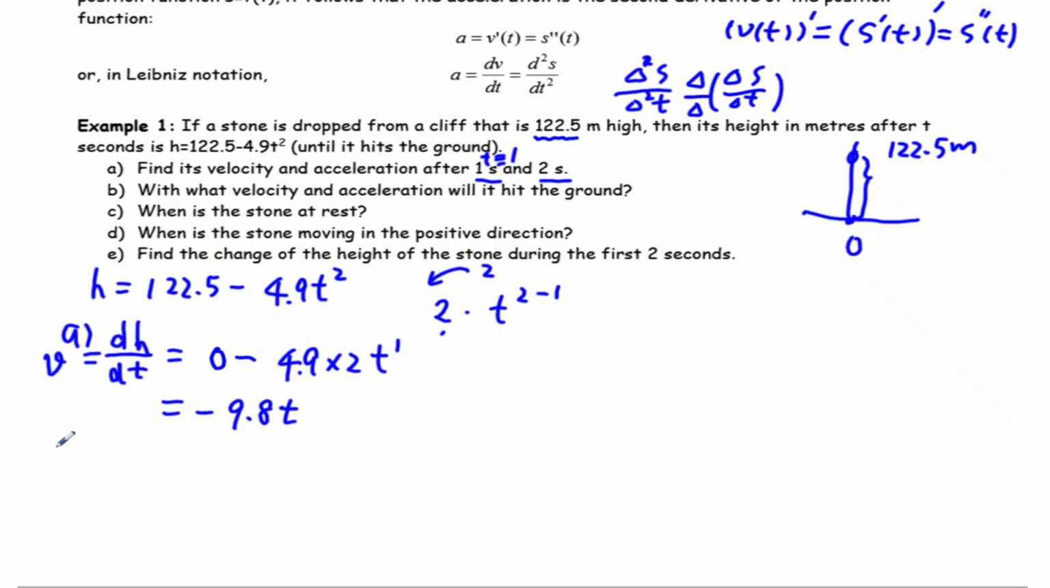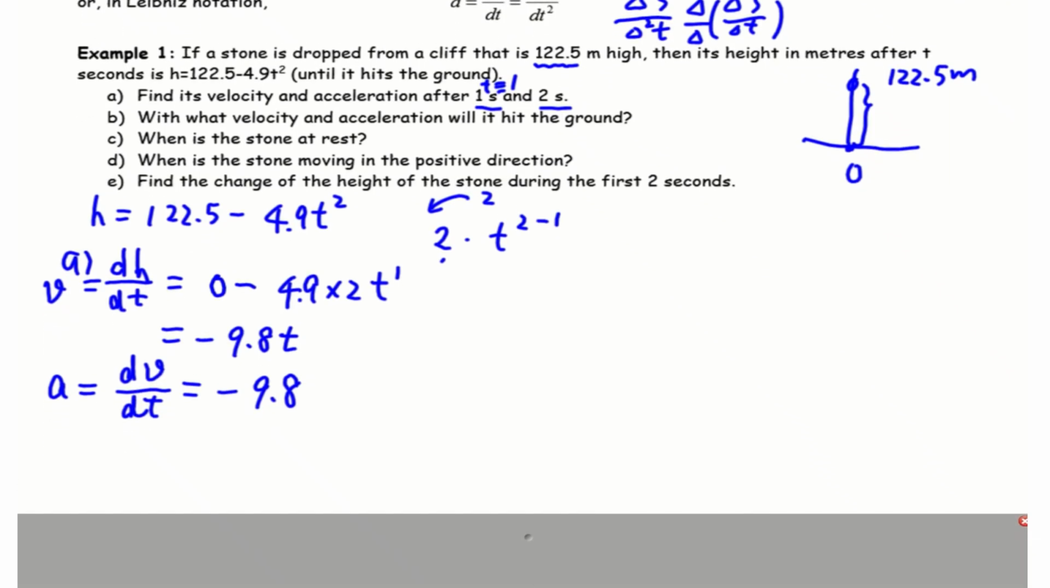The acceleration is v prime, dv over dt. So we take the derivative of this expression. The exponent is 1, so bring 1 to the front, and 1 minus 1 is 0. So t to the exponent 0 is 1, and we only have negative 9.8 left.